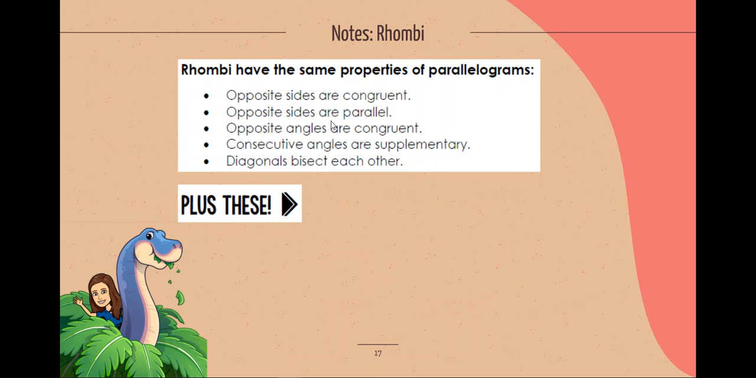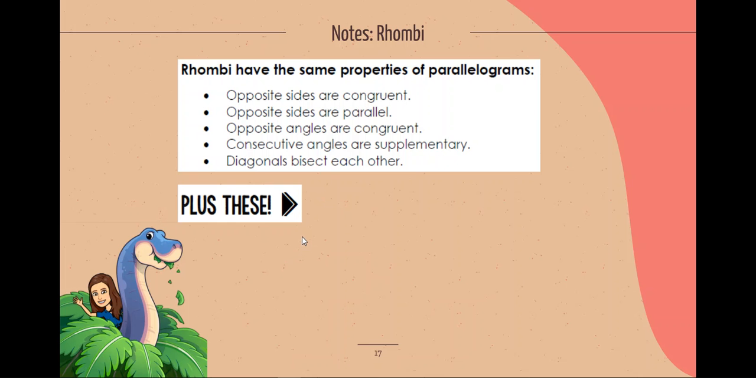So, properties of a rhombus. A rhombus is a type of parallelogram, so it shares all the same properties of a parallelogram. Sides are congruent, opposite sides are parallel, opposite angles are congruent, consecutive angles are supplementary, and diagonals bisect.